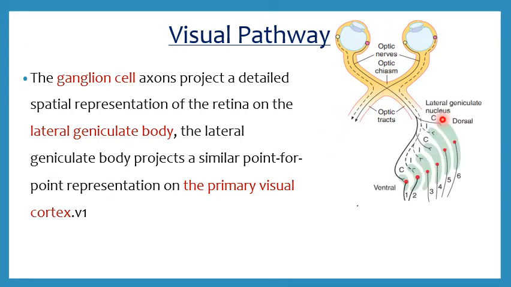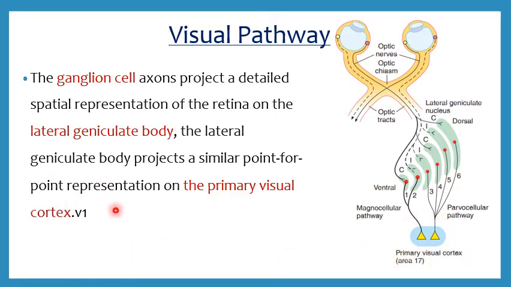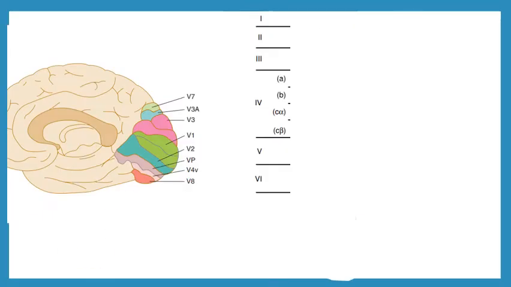After the optic tract, they reach the lateral geniculate nucleus. So the lateral geniculate nucleus has got 6 layers, of which the first and second layers are involved in the magnocellular pathway and the rest 4 are involved in the parvocellular pathway. And via this pathway, they reach the primary visual cortex, which is area 17, also called V1. Okay. So once these signals reach the cortex, we should see what happens.